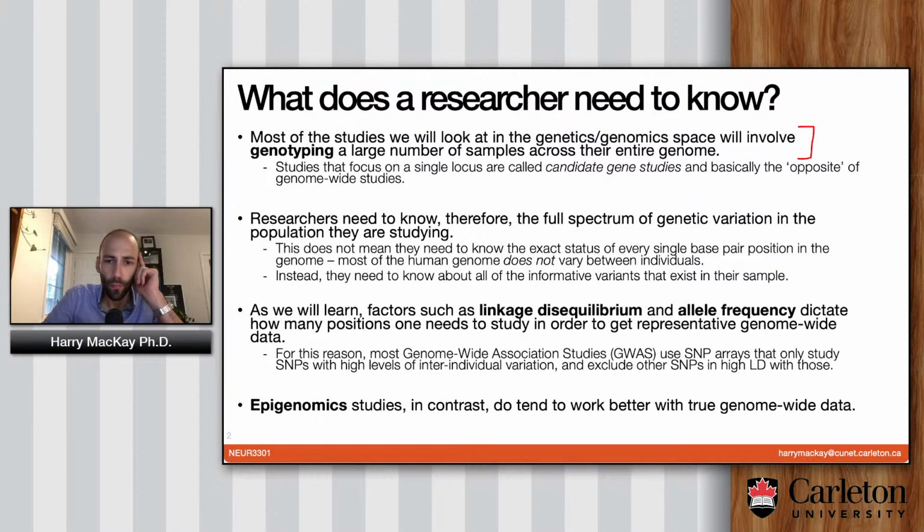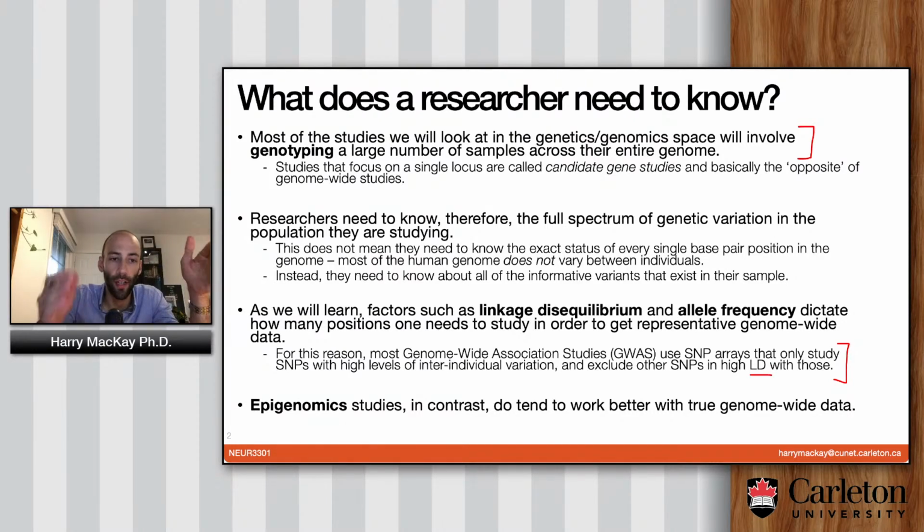So the genome-wide studies that we're going to be looking at tend to use microarrays, as we'll discuss, that study SNPs or variants that have a high level of individual variation and don't include SNPs that are in high linkage disequilibrium with those.